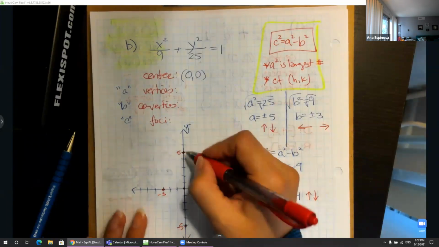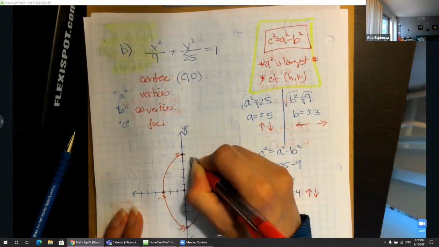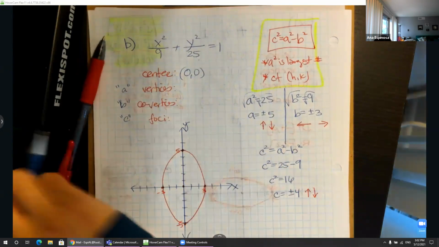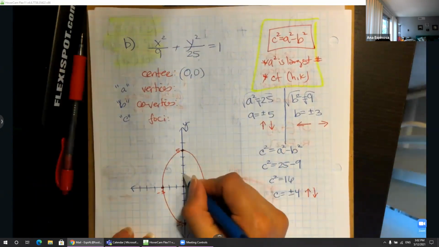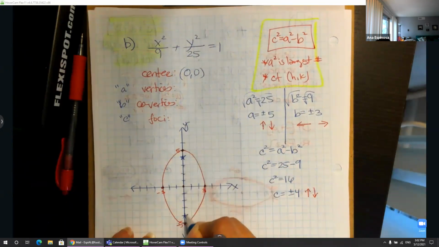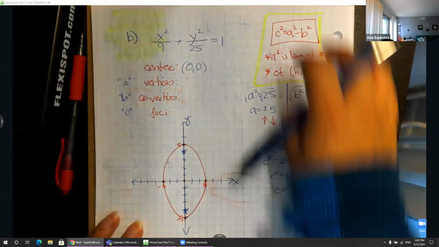Make your ellipse. That was so much better. And then you're going to go up, down, 4 from the center. 1, 2, 3, 4. Make your star. 1, 2, 3, 4, make your star. If you accidentally made them sideways, you would note that they would come out of the page, not the ellipse.